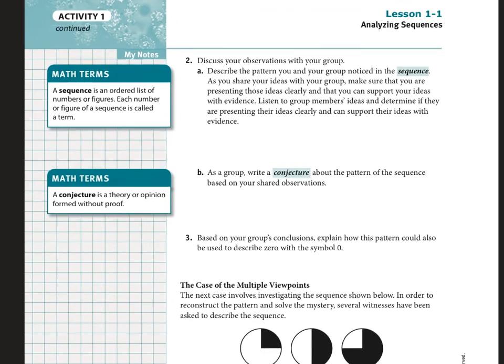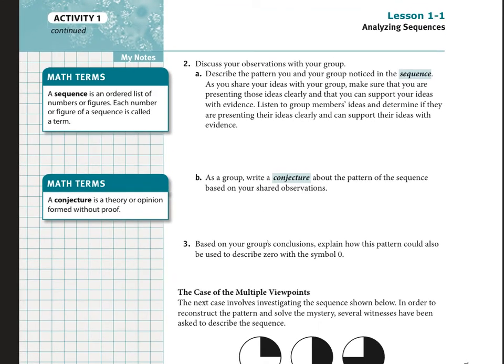Okay, so a couple definitions, some terms here that might be useful for us. On the left here, math terms. So a sequence is an ordered list of numbers or figures. Each number or figure of a sequence is called a term. Okay, so it's important. It's in order. You can't just have a group of things. It needs to be in a set order.